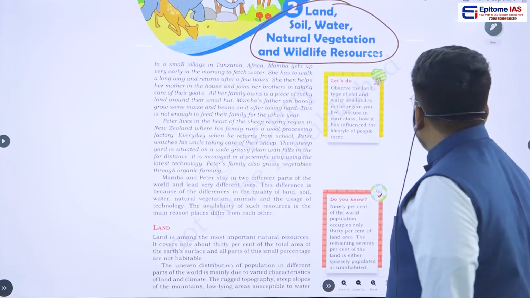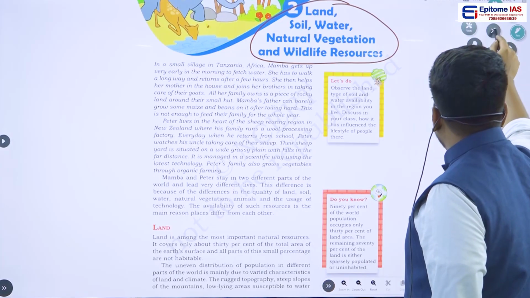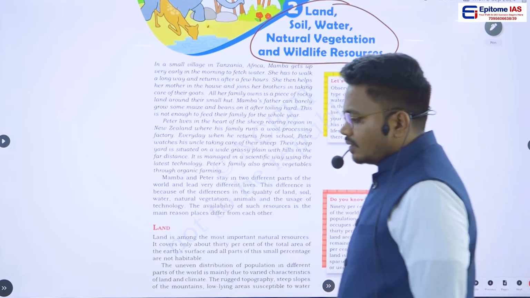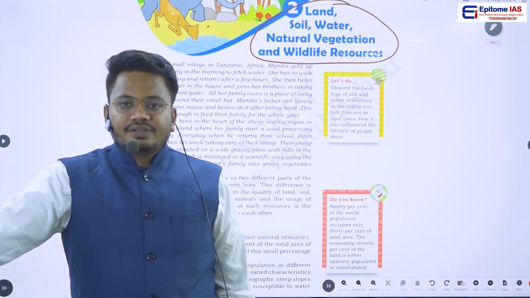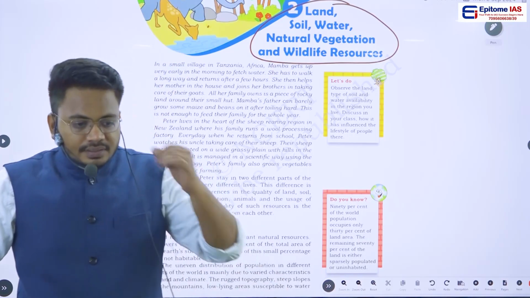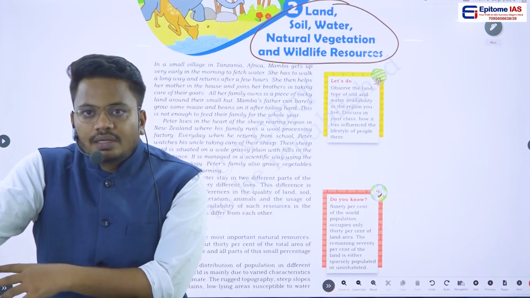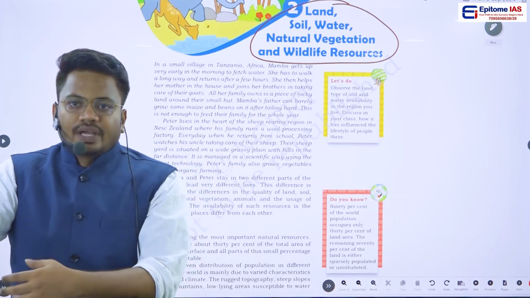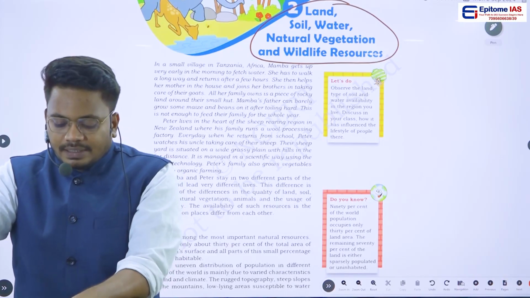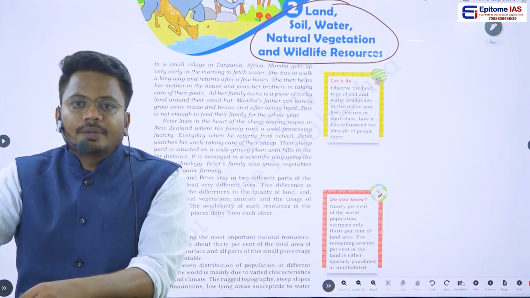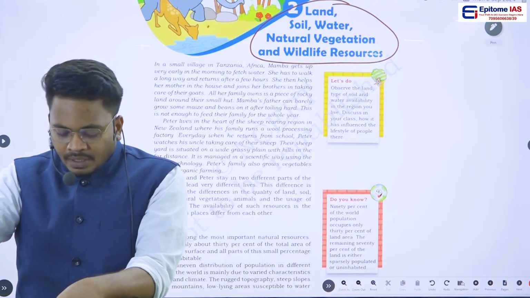In this particular chapter, we will be seeing the meaning of the concept of land, the basic definition of soil, the factors that contribute to the formation of soil, the importance of water, and the amount of water that is present on the surface of the earth. We will also see what is meant by natural vegetation as well as wildlife resources.